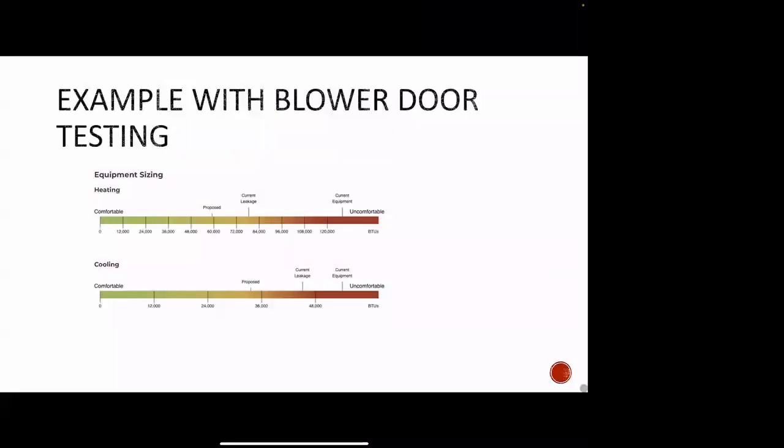So your car can have all those different levels. You can turn your fan up, you can turn it to auto, you can change the temperature. That's great. So here's an example with blower door testing when we're talking about the proper sizing. This is also another house that we did. Here's their current equipment.